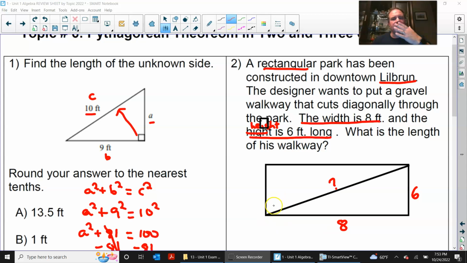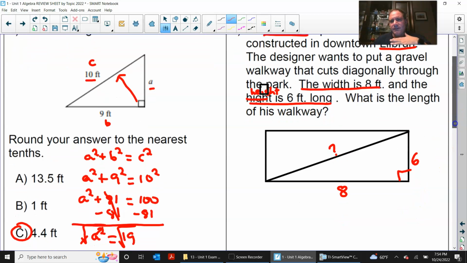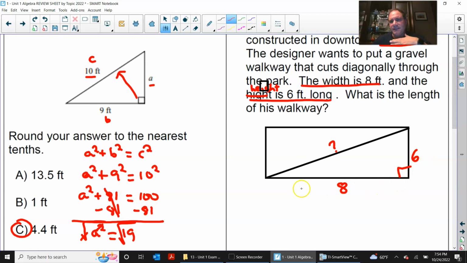So I drew this rectangular park, and this is the diagonal walkway that they want. And right here is your right angle. So the width is 8 feet, and the height is 6 feet. So I'm going to put 8 feet and 6 feet. You could draw this on the test if you need.